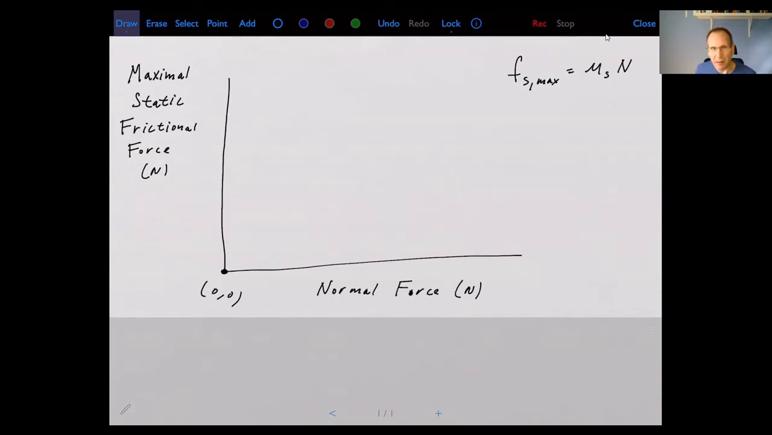So if we plot Fs max on the y-axis and normal force on the x, this is basically a linear equation, right? This is kind of like y equals mx plus b, where b is 0 in this case. So when you do your plot, it should look pretty much linear. So let's say these are your 4 data points. You want to do a linear fit. Okay, so do a linear fit.